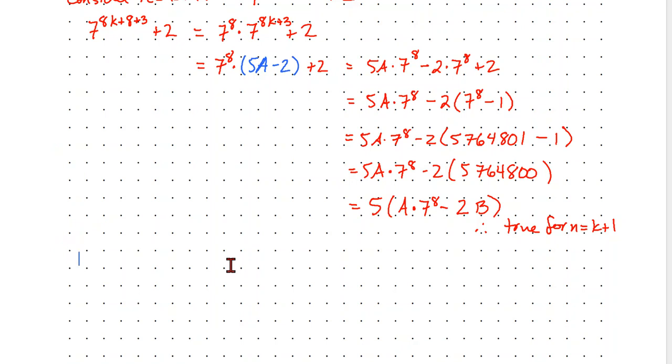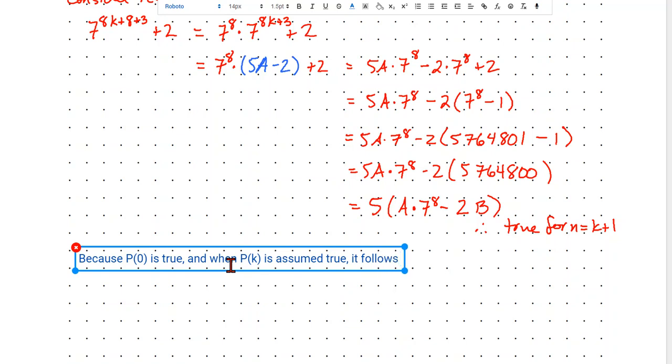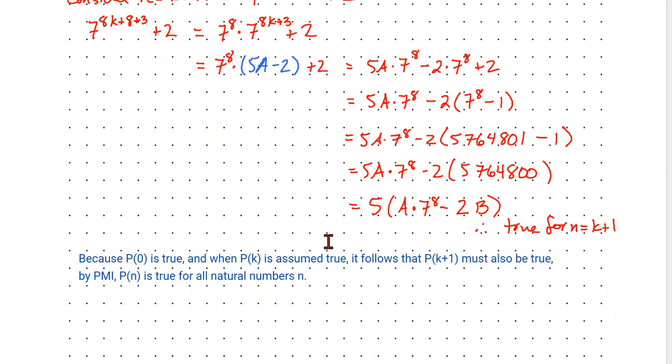So all that's left to do is to write our conclusion. Because our first case is true, and when our kth case is true, it follows that our k plus 1 case is true, by the principle of mathematical induction, our proposition is true for all natural numbers, because in this case we're working with natural numbers.